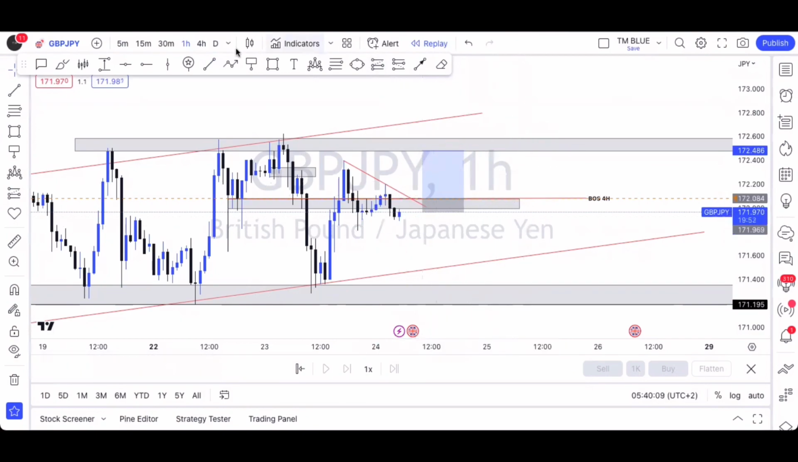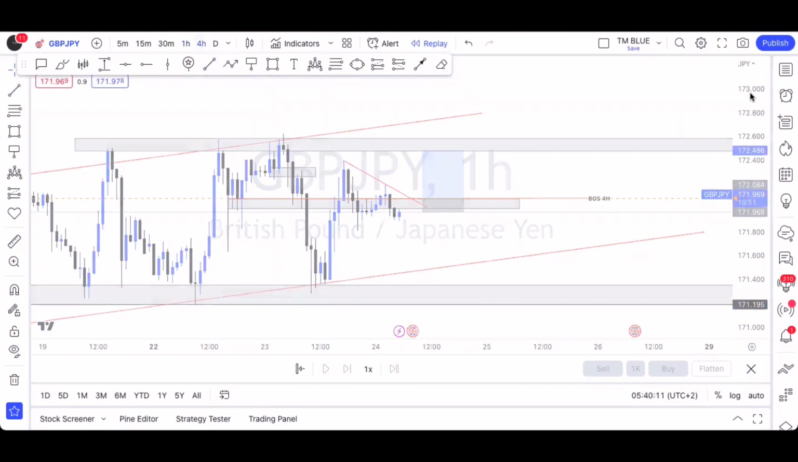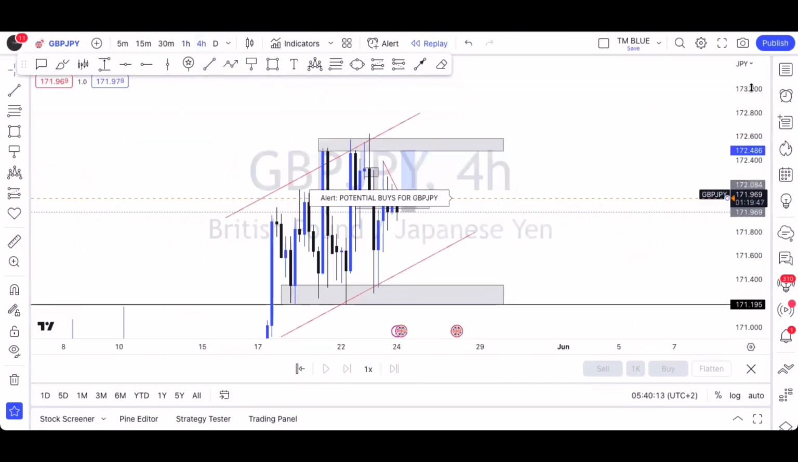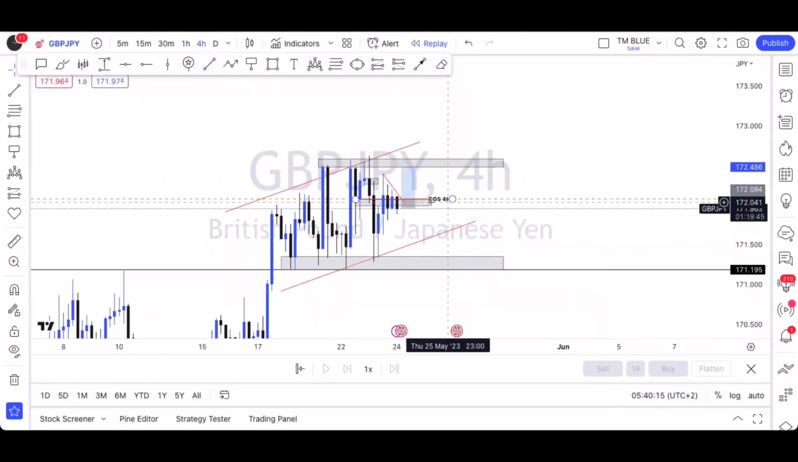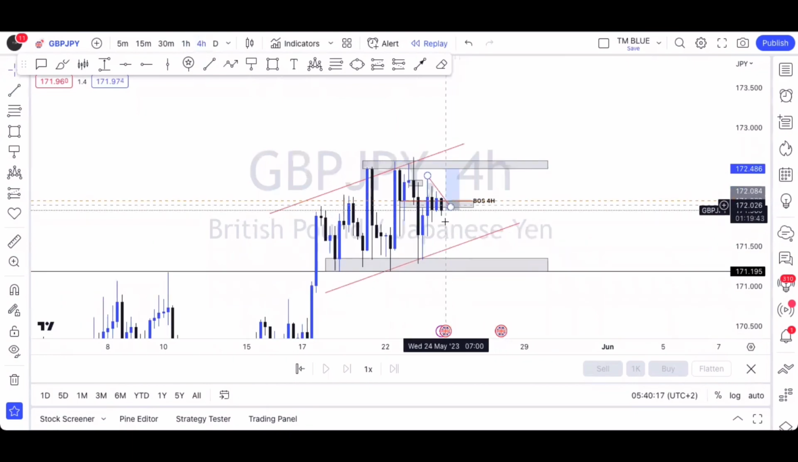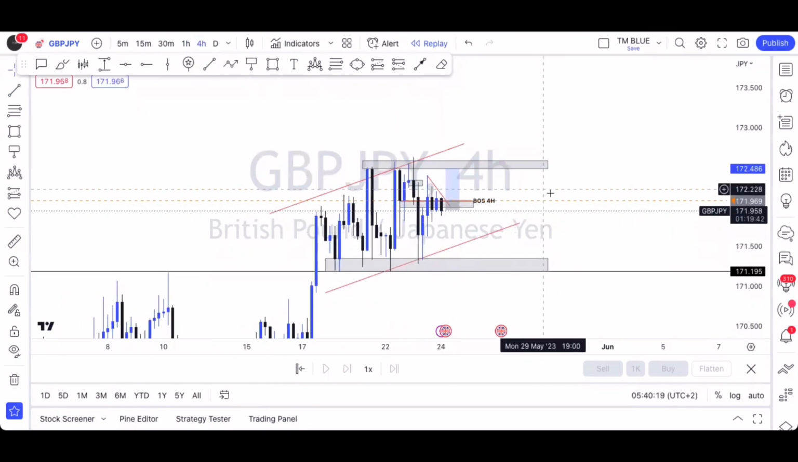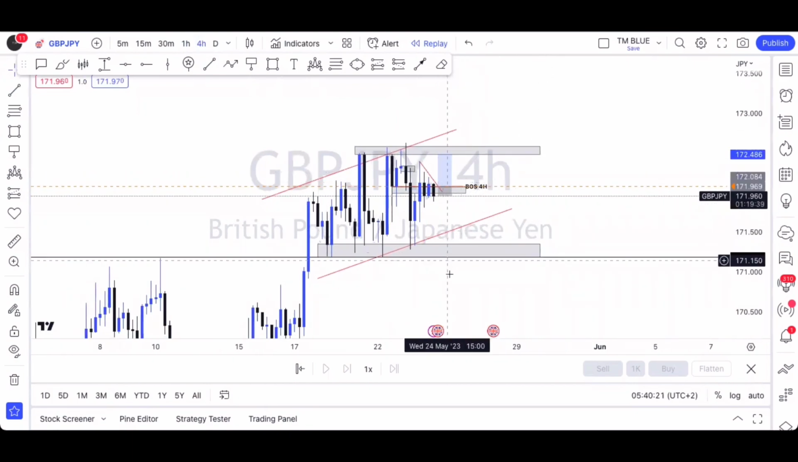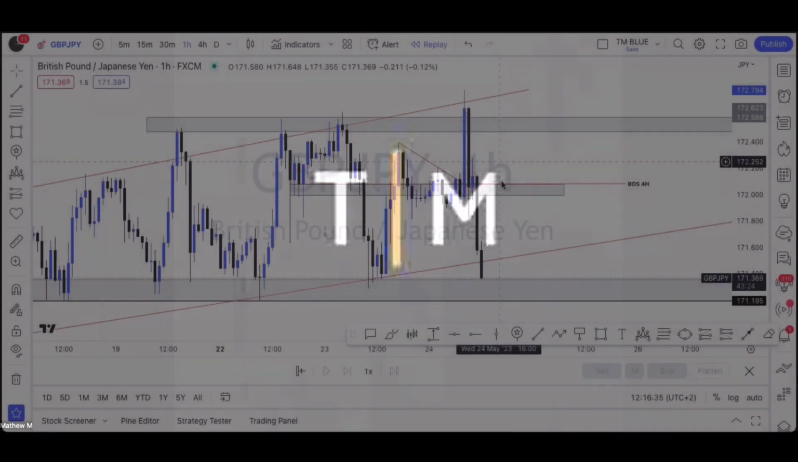For sales on the 4H, 4H is what is key. We need this 4H candle to close for us to really know what's going on. If it closes below, need sell, need sell, need sell. That's how I'll be looking at GJ today.